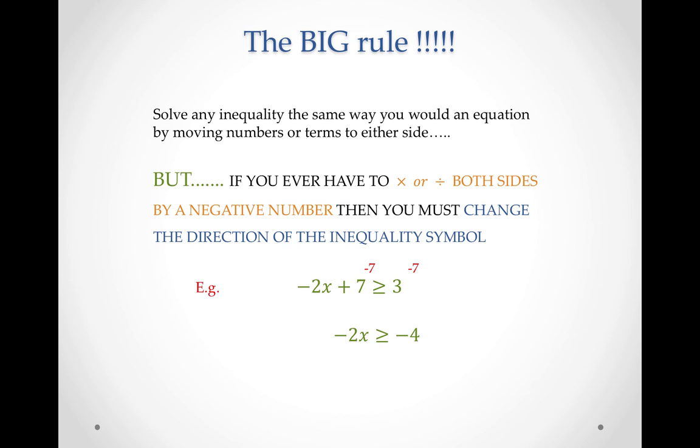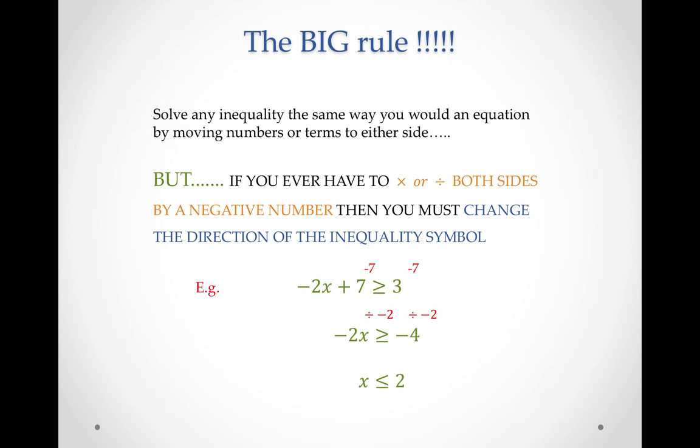Now, this is where the rule comes into play. We want to get rid of the minus 2, and to do so we know we need to divide both sides by minus 2. If you do this, if you ever times or divide both sides by a negative number, the inequality symbol will change direction.